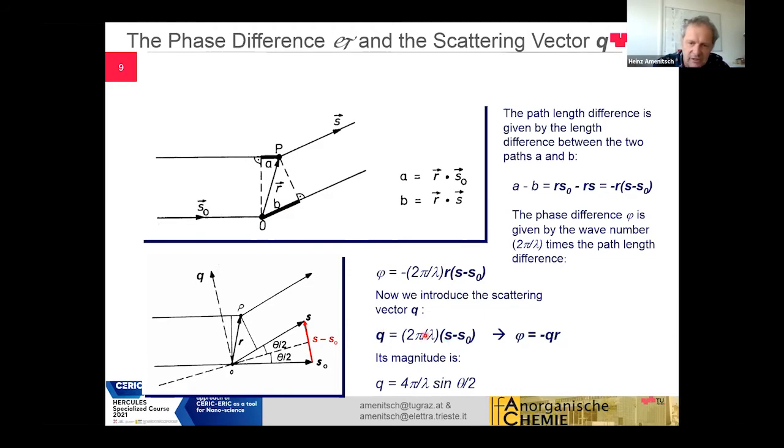And if you do the math properly, what comes out is that this phase difference is nothing else than the scattering vector, which is 2 pi divided by lambda. So this is the correlation to the wavelength, and the unit vector S minus S0, which is nothing else than this phase difference here. And its magnitude is then 4 pi divided by lambda sine theta, Q, and the phase difference phi is then minus Q vector times R vector. So this is the phase difference, and then you have to sum up all the electrons with the proper phase differences. So you have to do this Q vector times R vector.